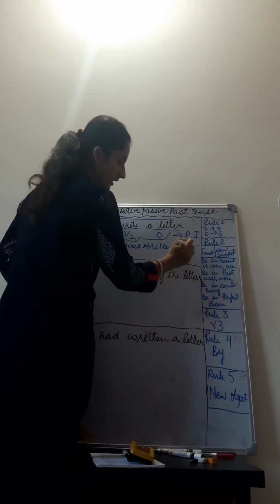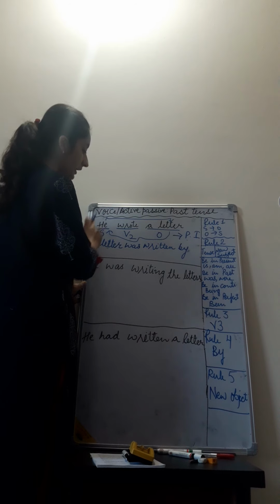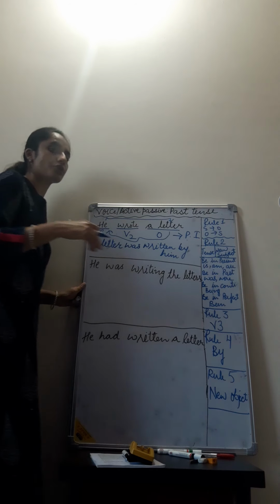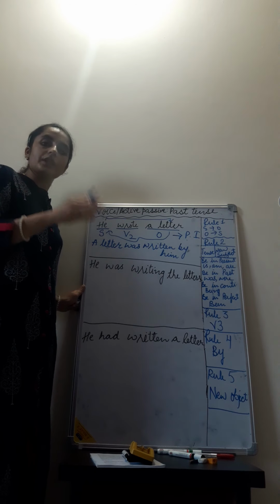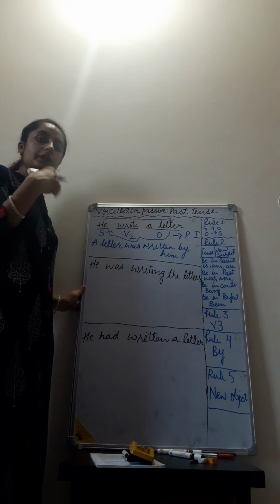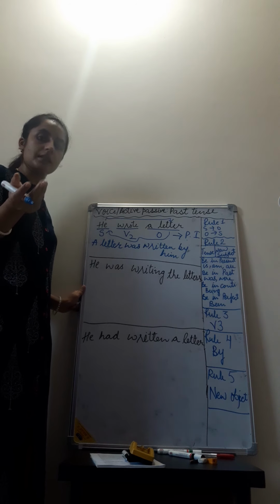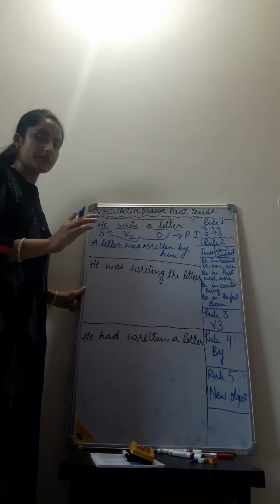Then rule number 4 says add by and then the new subject. He will change to him. As I changes to me, he changes to him, she changes to her, they changes to them, we changes to us. So, a letter was written by him. I hope this is clear to you.